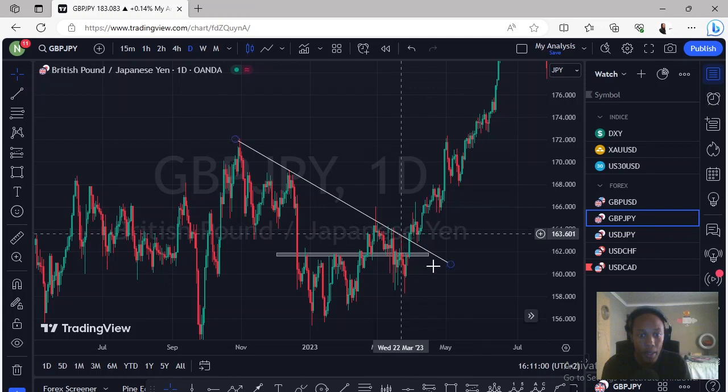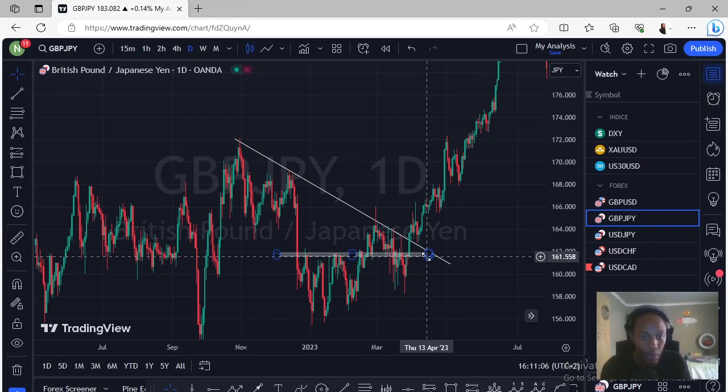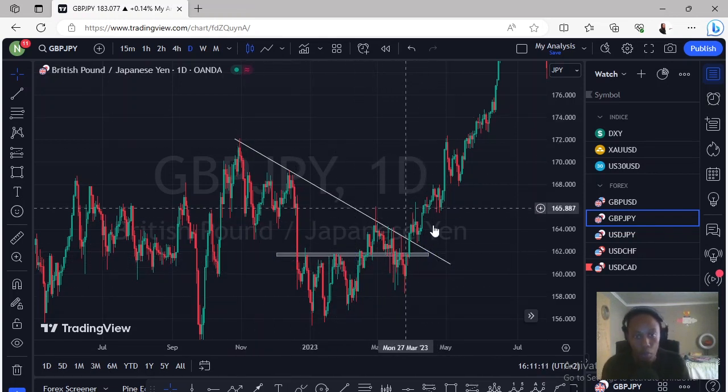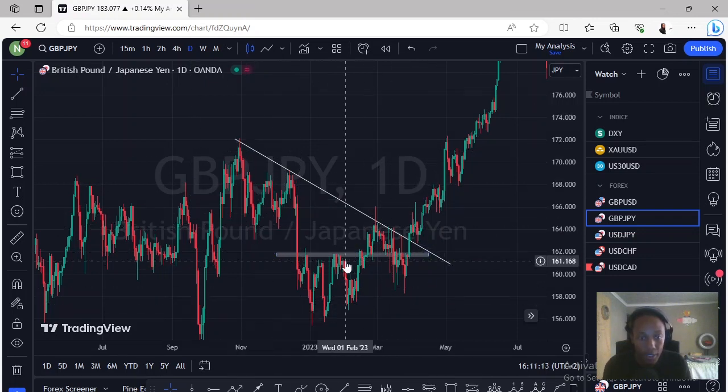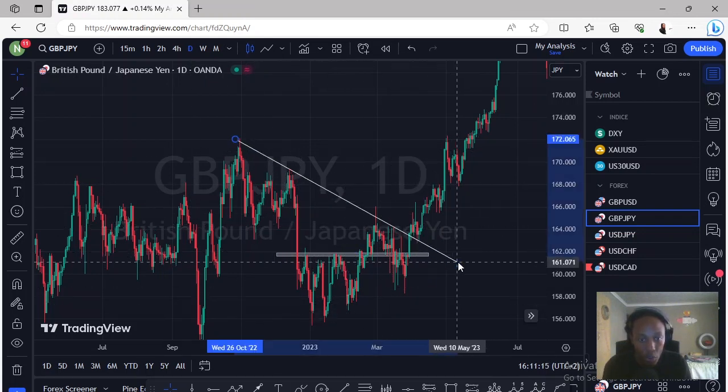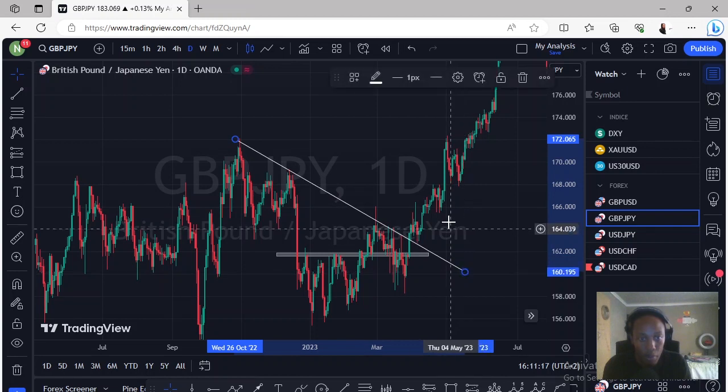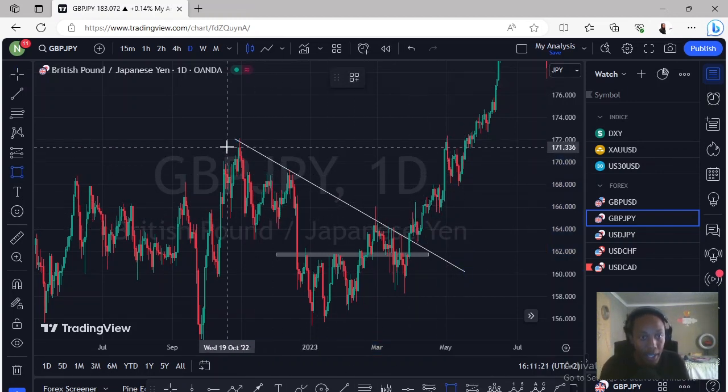Then the minute we broke both, remember, we don't simply rely on only one broken structure. We need to see all the structures being broken. We broke the resistance, we also need to break the overall structure. So the minute we break it, that's when we know that we're heading to which level, to this area over here.